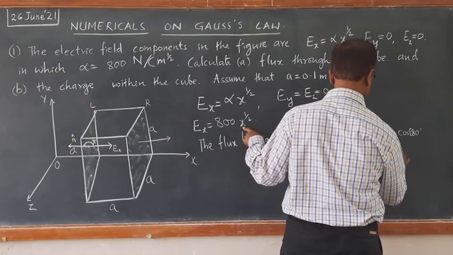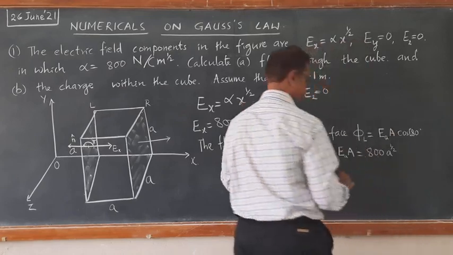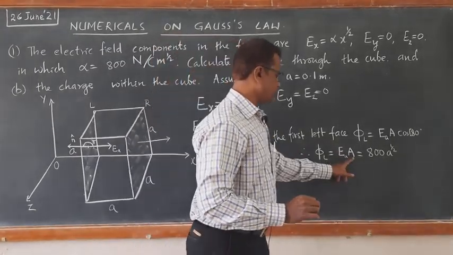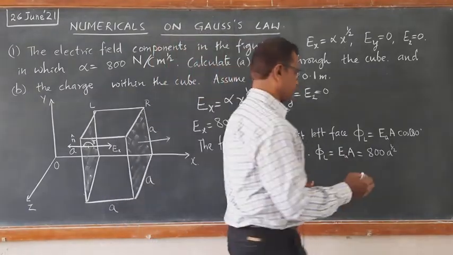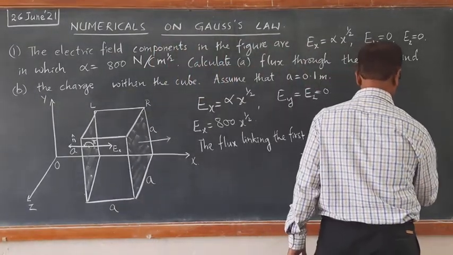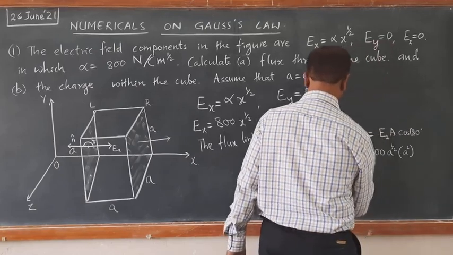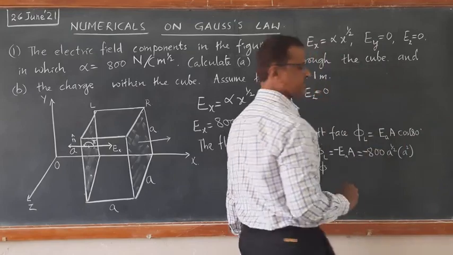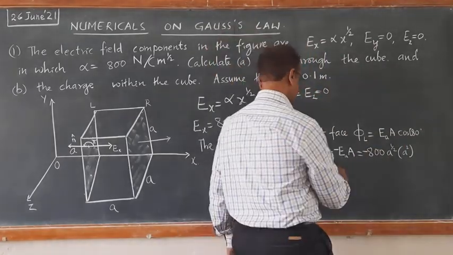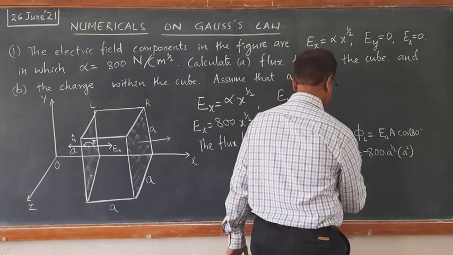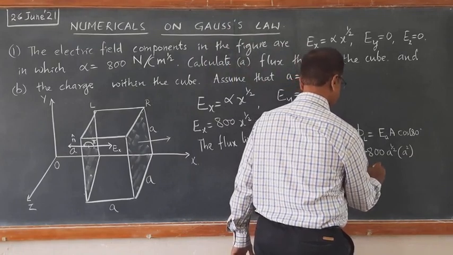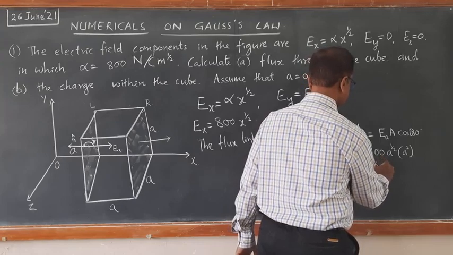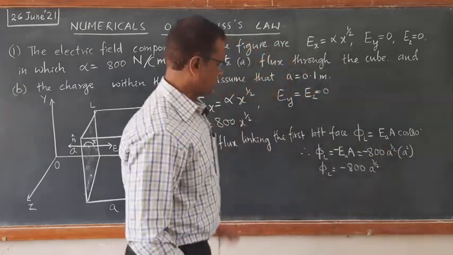If you just write it as A raised to half, let us first write A as it is, 800 A raised to half into area, which is A square. So it becomes A square. Thus phi L becomes negative, since cos 180 is minus, giving negative flux. Therefore phi L is equal to minus 800 A raised to 3 by 2. So this is phi L.